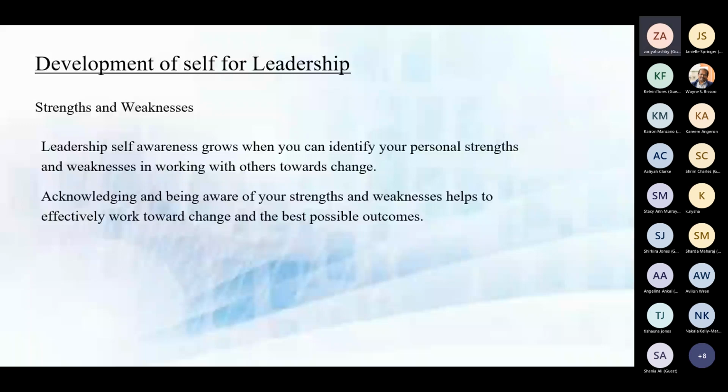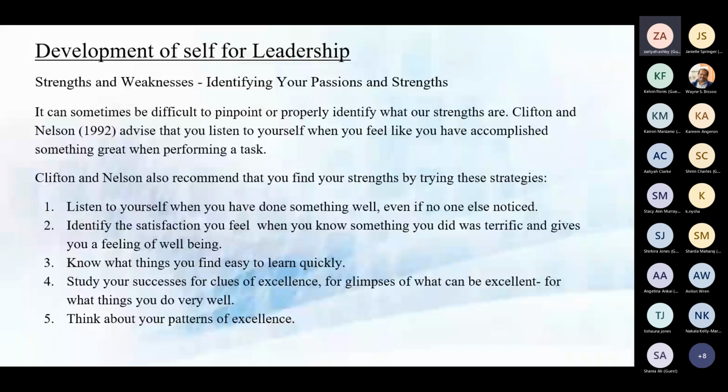Okay, so the next part, under the subtopic of strengths and weaknesses, is identifying your passions and strengths. It can sometimes be difficult to properly identify what our strengths are. Clifton and Nelson advise that you listen to yourself when you feel like you have accomplished something great when performing a task. This is one of the ways you could identify your strong points. When you do something and have a great sense of accomplishment and achievement, or you feel like, I did something and I felt really good, this is a good thing to take note of and listen to.